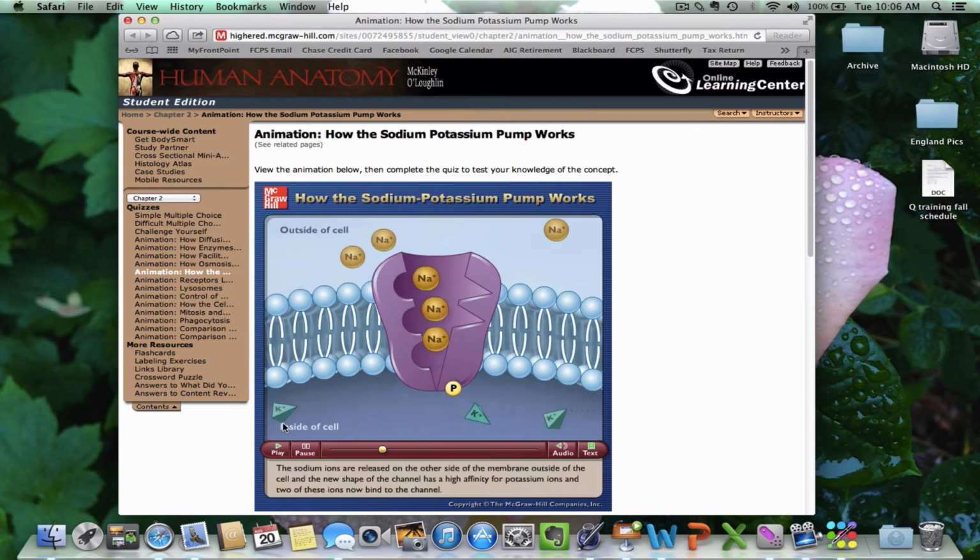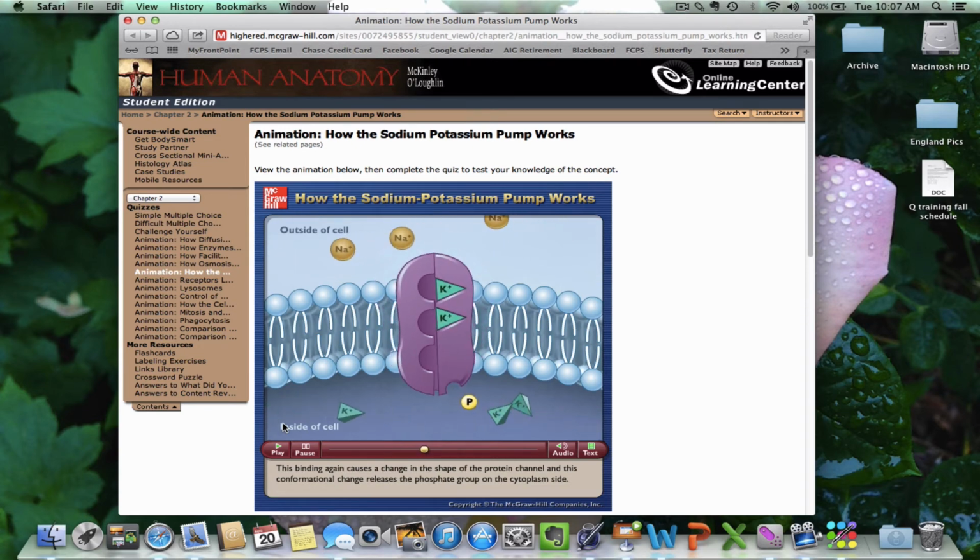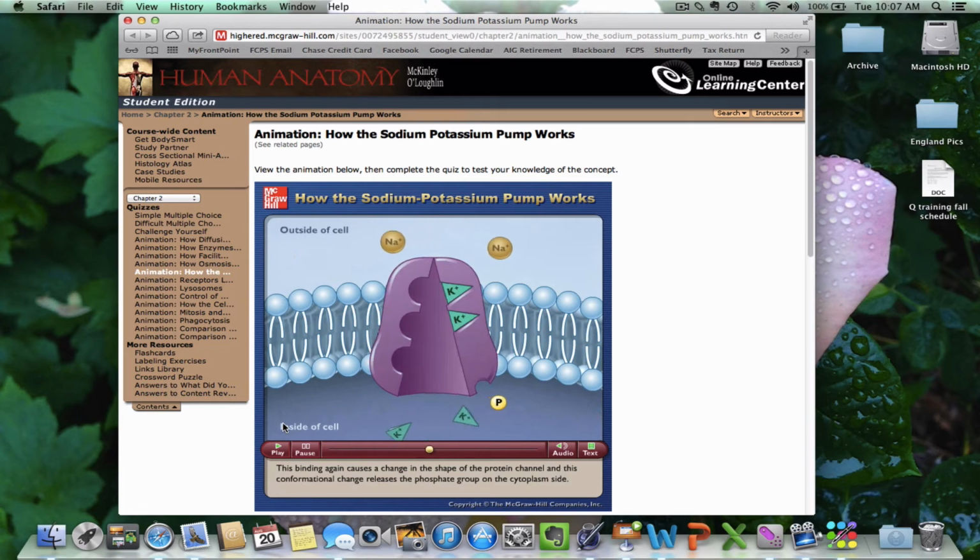The sodium ions are released on the other side of the membrane, outside of the cell, and the new shape of the channel has a high affinity for potassium ions, and two of these ions now bind to the channel. This binding again causes a change in the shape of the protein channel, and this conformational change releases the phosphate group on the cytoplasm side.